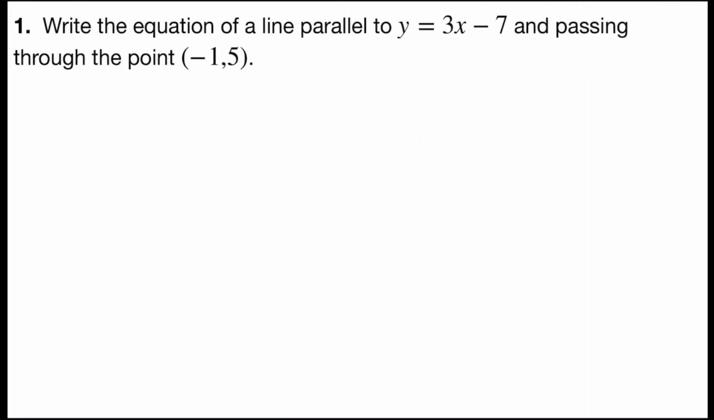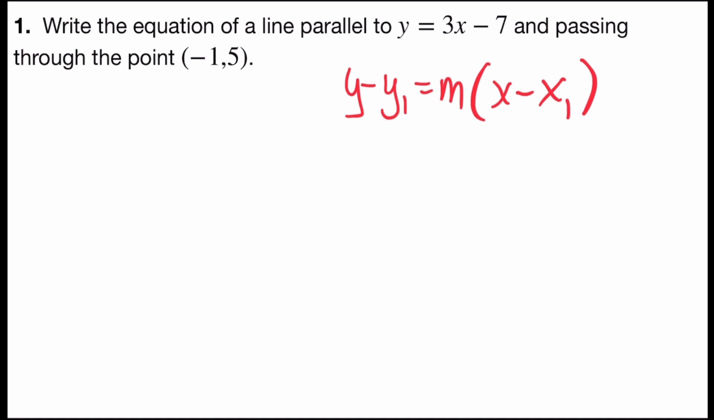Problem number 1 says, write the equation of a line parallel to y equals 3x minus 7 and passing through the point -1, 5. So to write the equation of a line, we can use the point-slope form. y minus y sub 1 equals slope times x minus x sub 1.